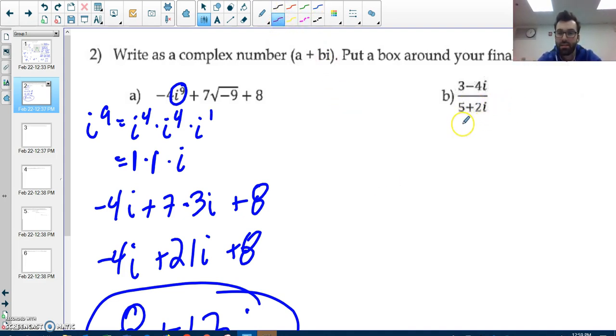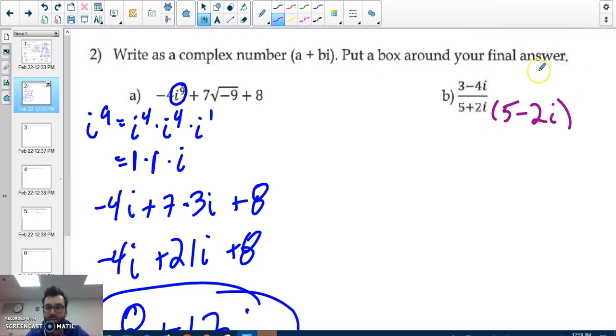All right, next, here I cannot have an imaginary number in my denominator. I cannot have a complex number in my denominator. So I want to multiply by the complex conjugate. The complex conjugate, so that is 5 minus 2i. And what I do to the bottom, I have to do to the top. So I'm going to have to do a little FOIL action here.